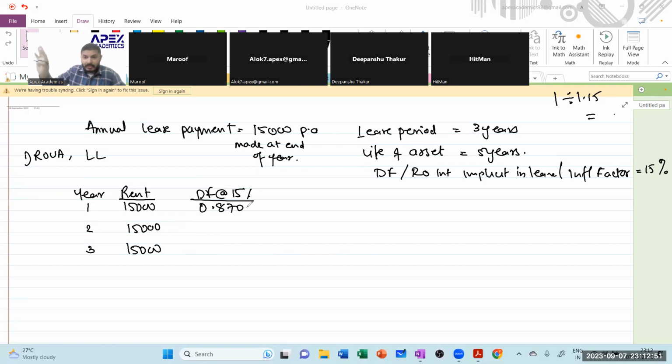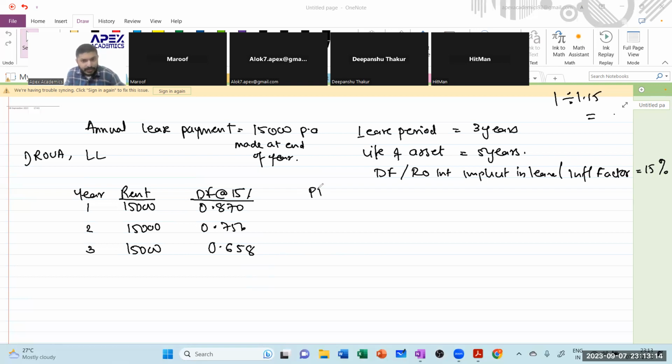Don't press any other button on your calculator. Press equal to again. You will get 0.756. Don't press any other button on your calculator. Press equal to again. You will get 0.658. It is 0.6575, which I rounded off to 0.658.